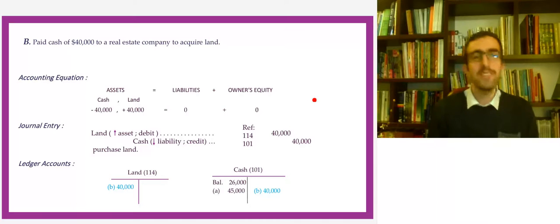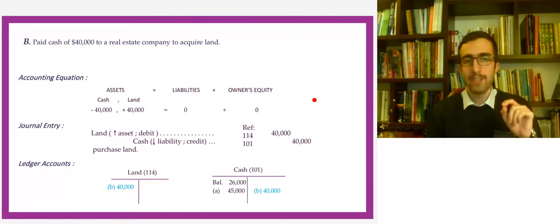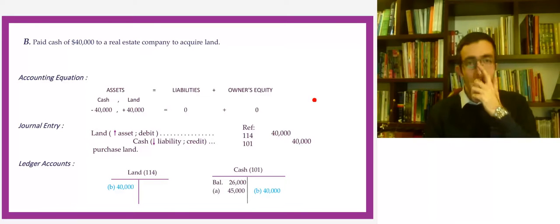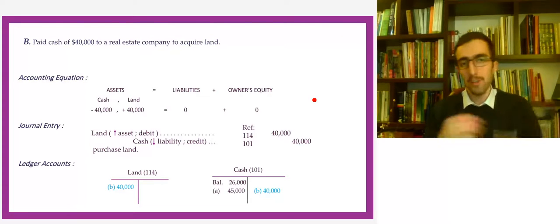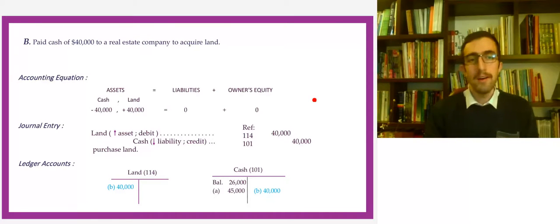The next transaction: Larry Tomasini paid cash of $40,000 to a real estate company to acquire land. The business acquired land, so our involved accounts are land and cash. Both of them are subsets of assets. One of them, land, increased, so we write it on the debit side, and the other decreased, so we write it on the credit side. The amount for both accounts is $40,000.